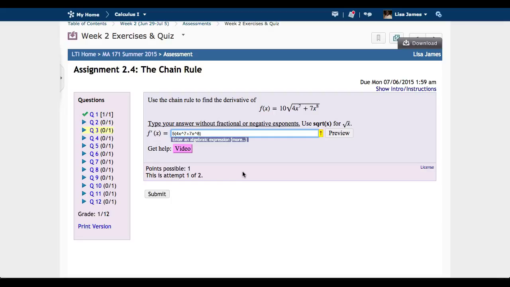So I want this raised to the negative 1/2 power. So I'm going to use the hat symbol, and I'm going to put negative 1/2 in parentheses. Next, I'm going to put a multiplication symbol, and then I'm going to put parentheses again, 28x. I'm going to use the hat symbol, raise that to the 6th power, plus 56x raised to the 7th power.